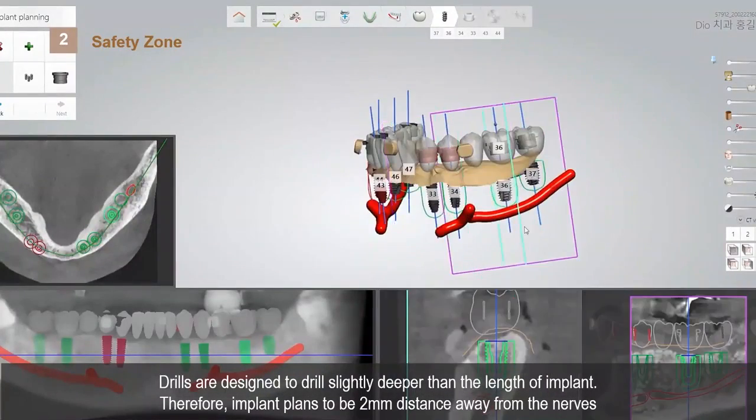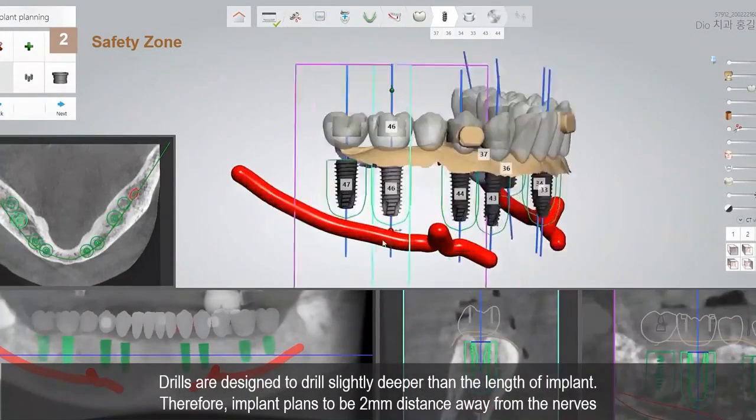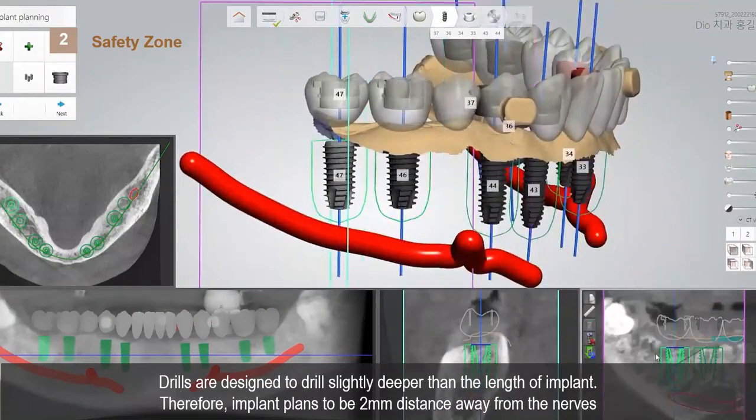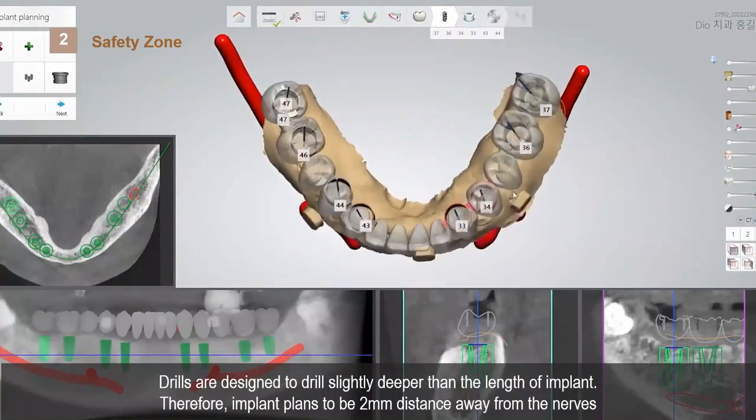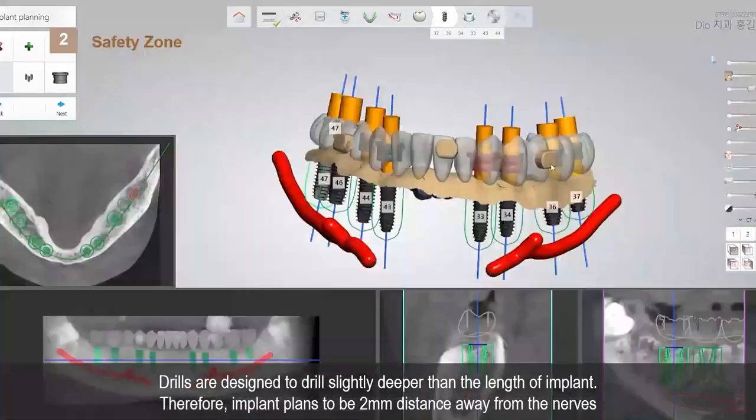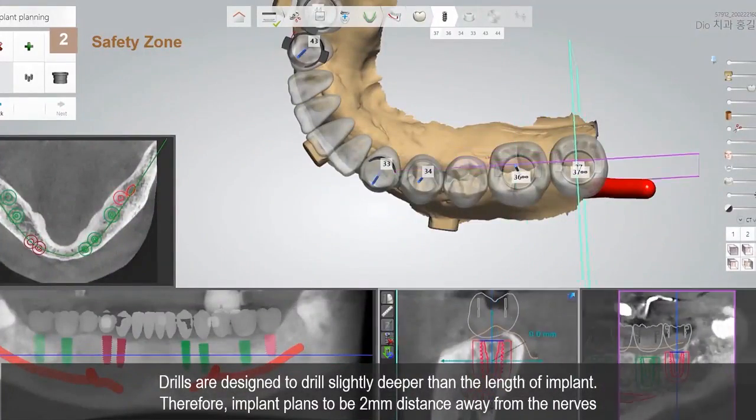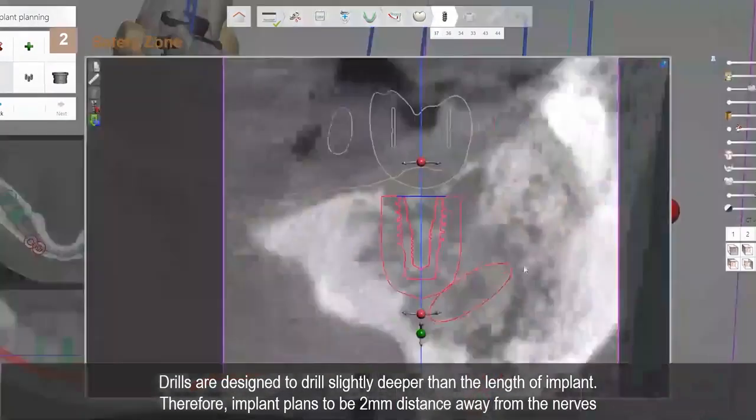You can see the green line around the implant, which is the safety distance. When the line turns red, it means that something is in the way, such as alveolar nerve, other implants, or neighboring tooth.